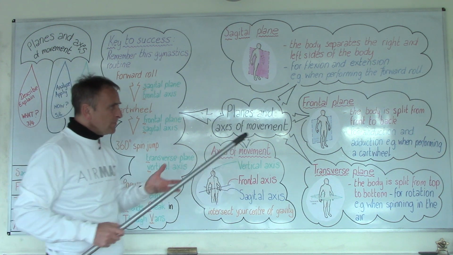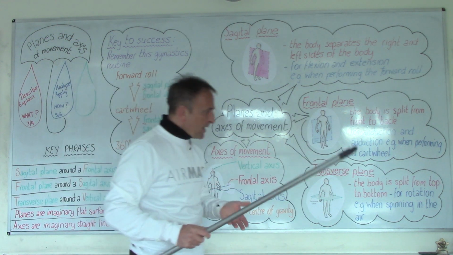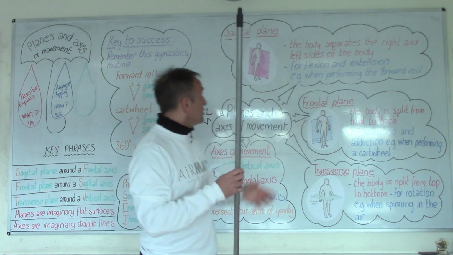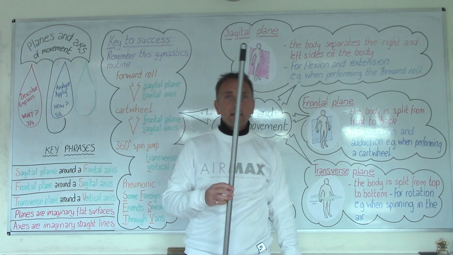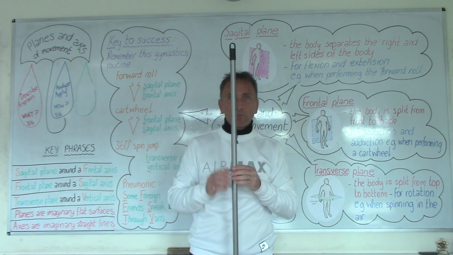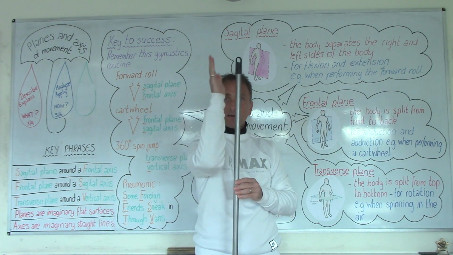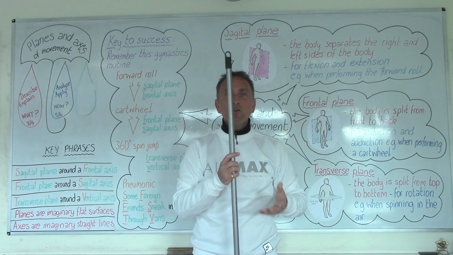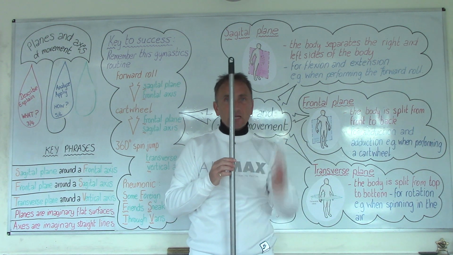So, if I've got a plane of glass, let's go to the first one. Let's go to my sagittal plane. So we have to imagine that there's a plane of glass that's coming this way. Okay, so any movement that doesn't break that plane of glass is absolutely fine.